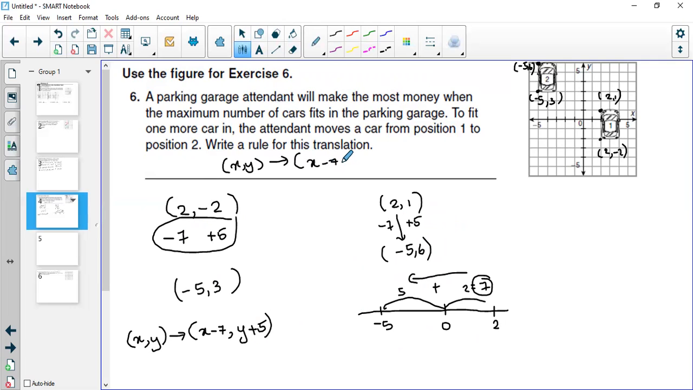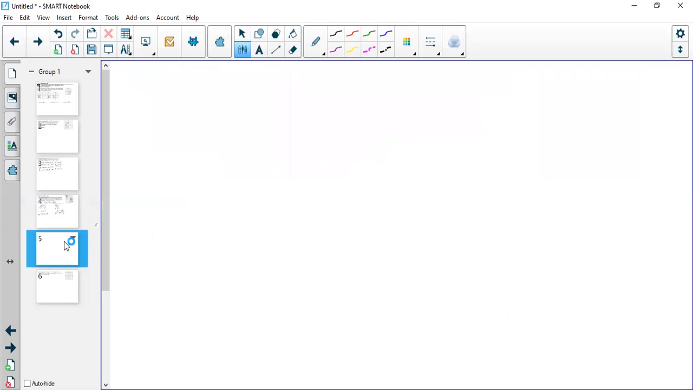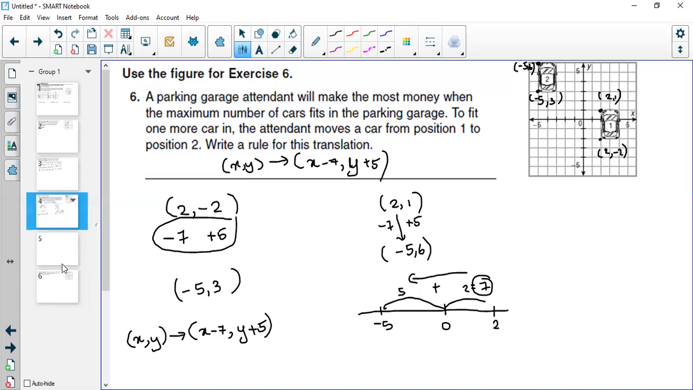x minus 7. For the value of x, we subtracted 7, but for the value of y, we have added 5. So y plus 5. It's easy, isn't it? Only that you need to use your brain a bit to the deep side. If you find out that, perfectly fine. Okay, this was question 6.